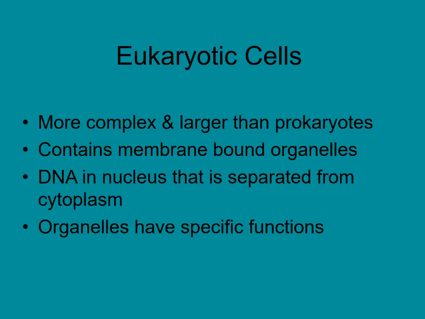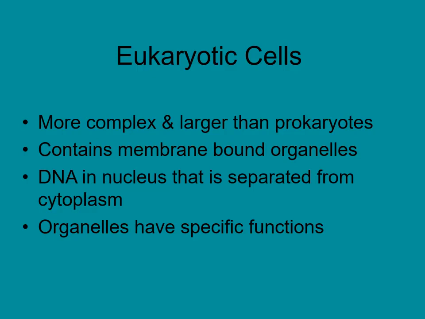Eukaryotic cells are a type of cell. When we look at cells, there are two main divisions: prokaryotic cells and eukaryotic cells. Prokaryotic cells are much simpler and much smaller, things like bacteria. Eukaryotic cells are more complex than prokaryotes. They tend to be larger in size, and from an evolutionary standpoint, they tend to be newer. This would include things like plant cells, fungal cells, and animal cells.